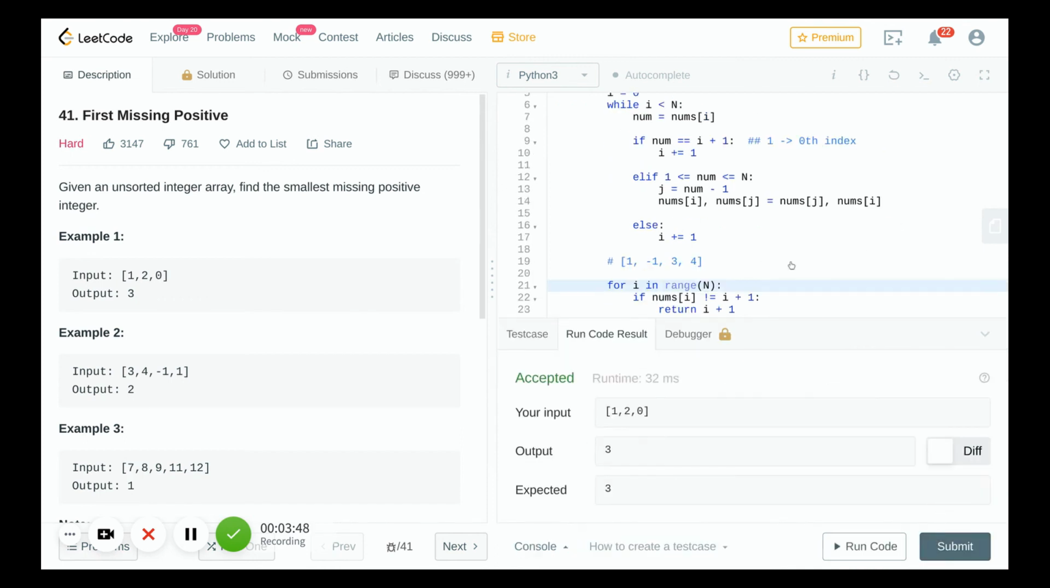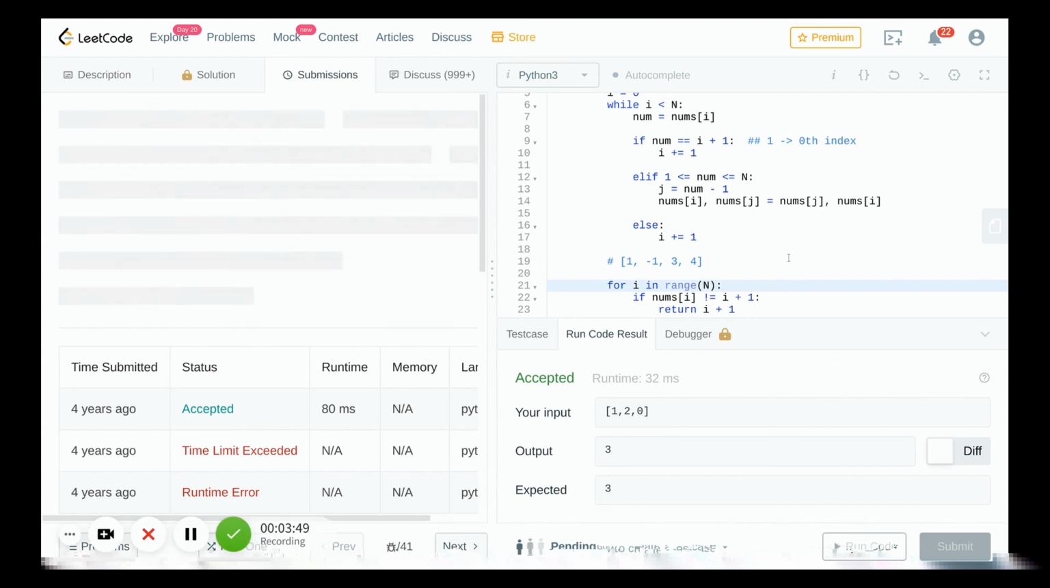Okay, let's try to submit it. I solved this question 4 years ago. Oh, it's time limit exceeded. Okay.